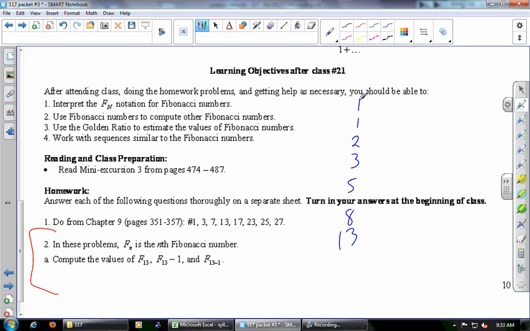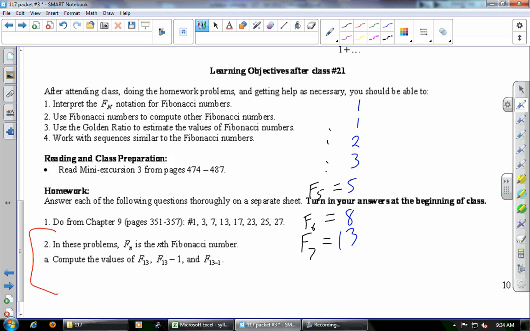But then we had this funny FN notation. So the 13 is what number in the list? Is it the 6th? It's the 7th number. So what we do is we say, to tell you it's the 7th number, we write F for the whole name of the Fibonacci list, and then we put a 7 there. So we're not saying that the number is 7, we're just saying the 7th number in the list. And so this is the 6th number in the list, and the 5th number in the list, etc. So I'm expecting that you can handle that notation.